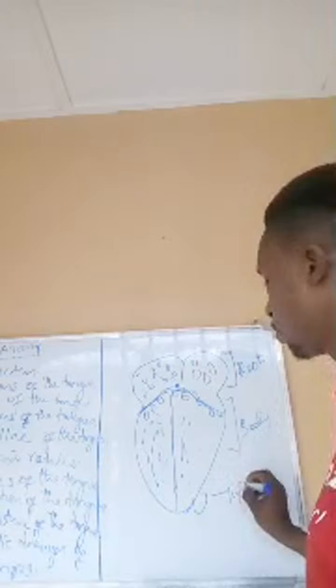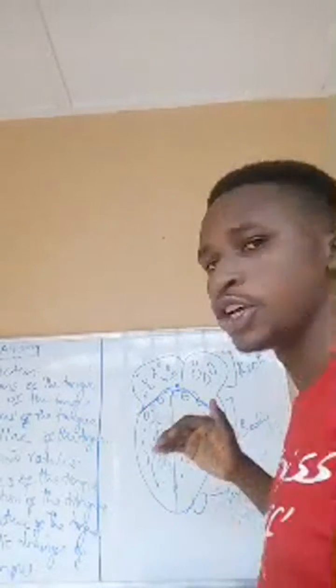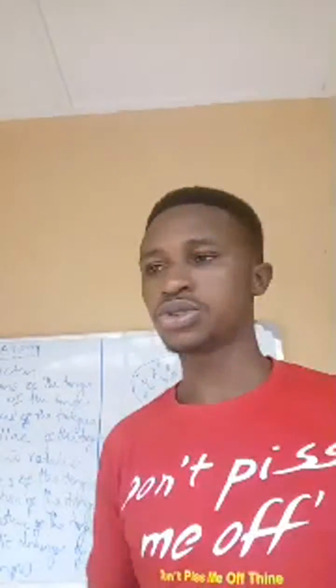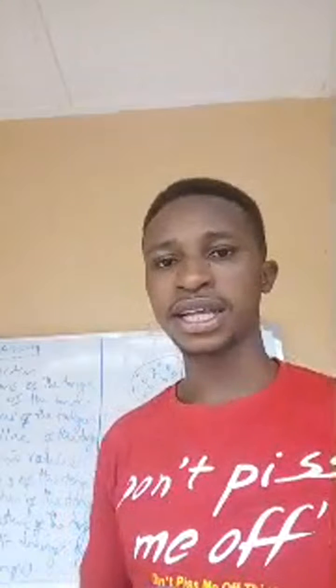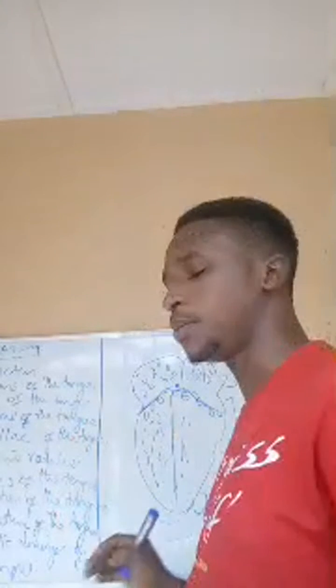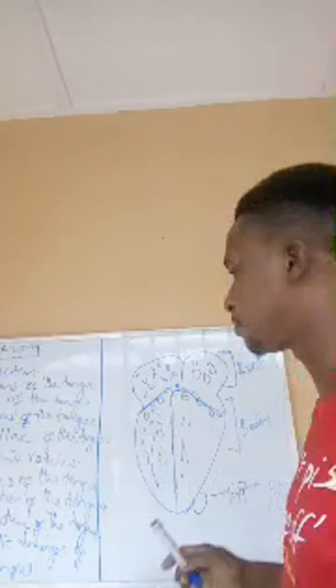So what are the 3 parts of the tongue? 1, we have the root of the tongue. Secondly, we have the body of the tongue. And lastly, we have the tip of the tongue. The body of the tongue is the part between the root and the tip.